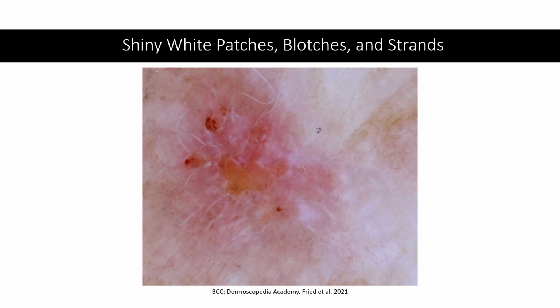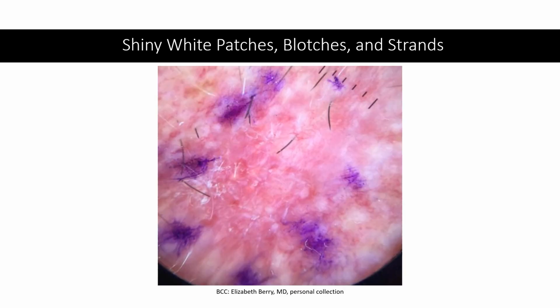I wanted to revisit this BCC because it has excellent examples of the shiny white patches, blotches, and then these little linear strands. So these, accompanied by these little focal ulcerations, help you move away from something that might be a hypomelanotic melanoma firmly into a basal cell carcinoma. This is another example of a superficial BCC that's got some scale, some short fine telangiectases, and then a few of these shiny white blotches and strands.